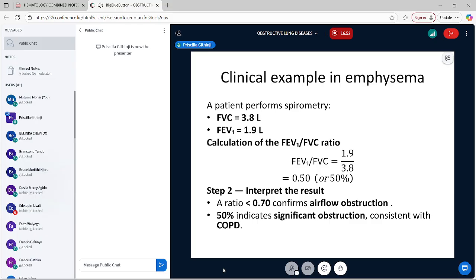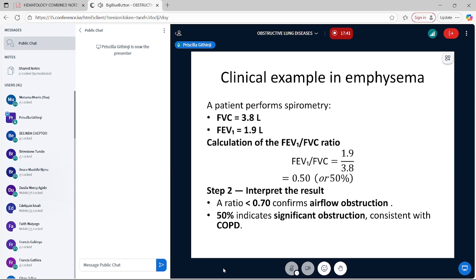So a patient has emphysema and you perform spirometry. Right now you have the advantage of YouTube. You can go to YouTube and see how spirometry is performed. So you perform their forced vital capacity, you find that it is 3.8 liters, and their FEV1 is 1.9 liters. So when you calculate their FEV1/FVC ratio, which will be 1.9 over 3.8, you find that their ratio is 0.5. So of course, we've said that in obstructive diseases, the ratio is usually less than 0.7. So in this case, this patient had a ratio of 0.5, and this confirms airway obstruction.